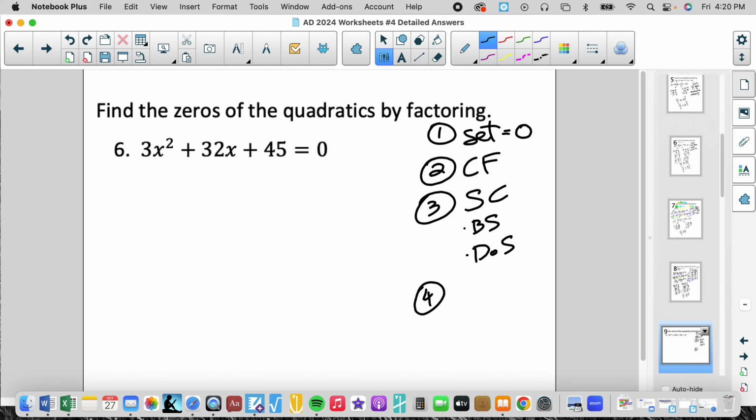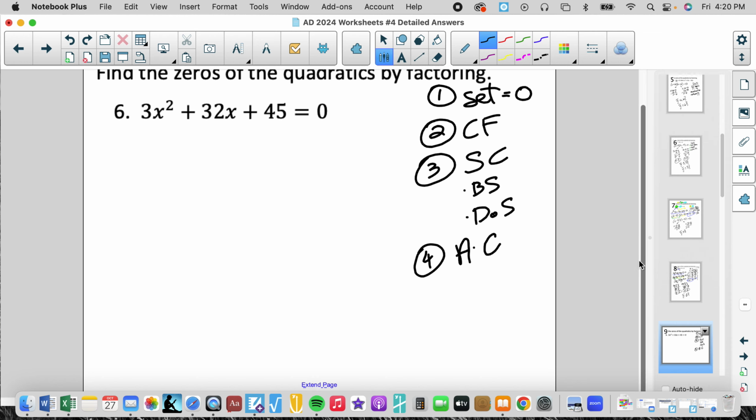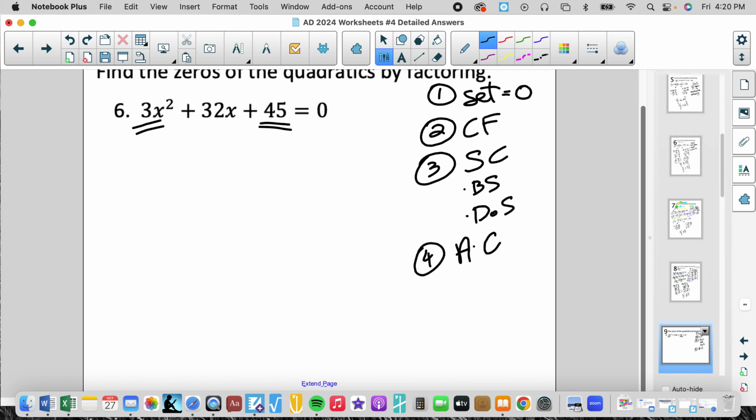And then step 4 is, can we do A times C? That's what we're going to use in this case, because it is not a special case: the first and the last are not perfect squares. The first criterion in a binomial square or difference of squares is that both have to be perfect squares. Since these are not, that takes us to factoring technique number 4, which is A times C.